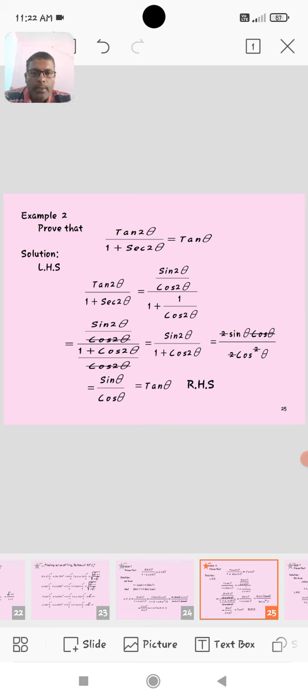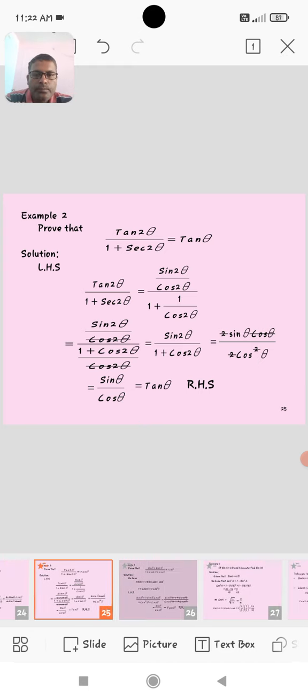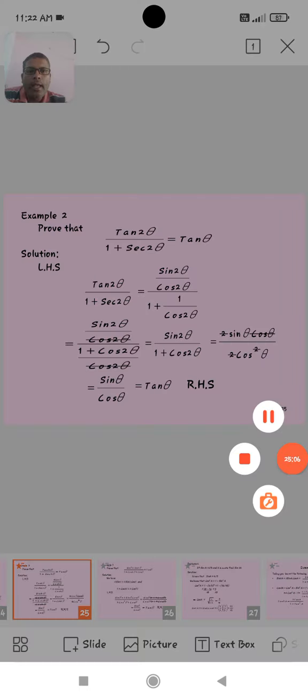Now here we apply the multiple angle formula. What is the formula? Sin 2 theta is equal to 2 sin theta cos theta, and 1 plus cos 2 theta is equal to 2 cos square theta. Here 2 cancel, cos theta cancel, that is equal to sin theta by cos theta, which is equal to what? Tan theta.